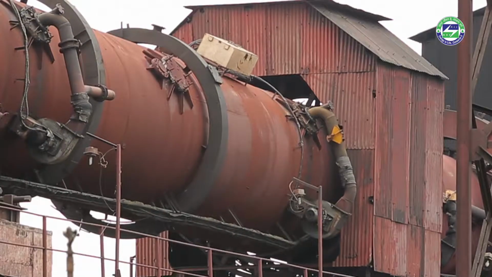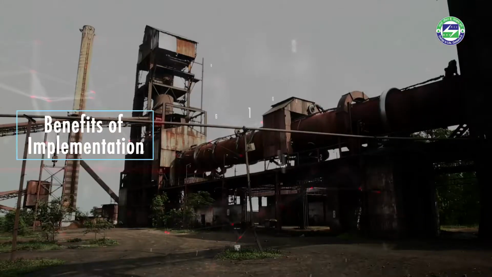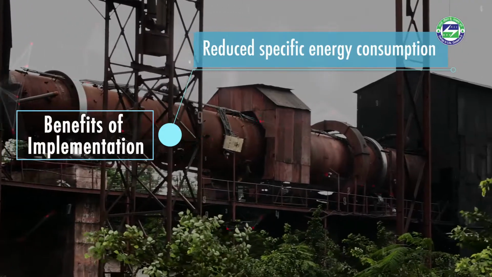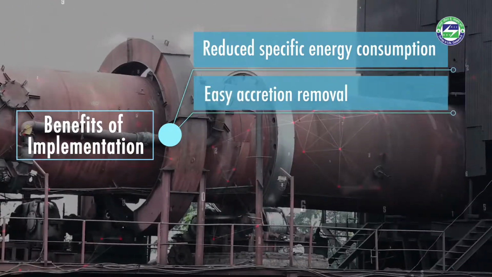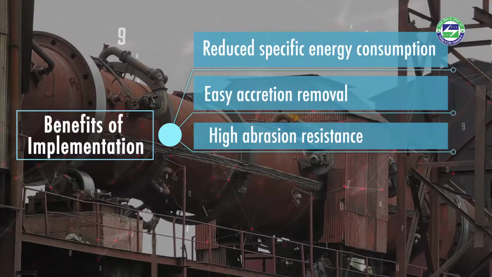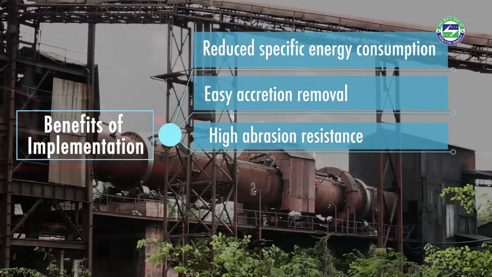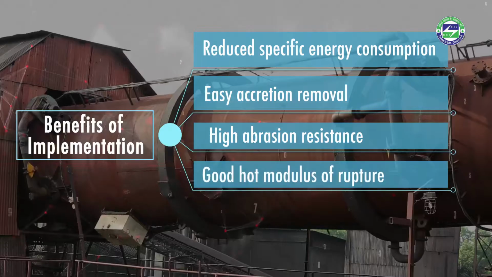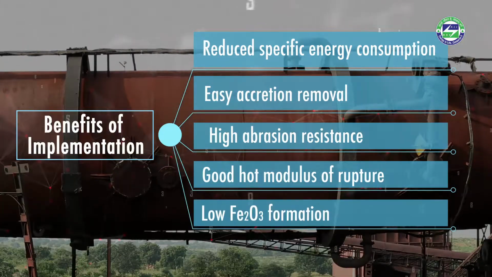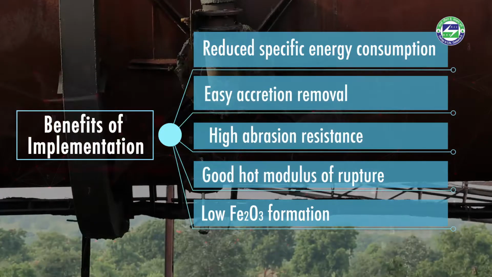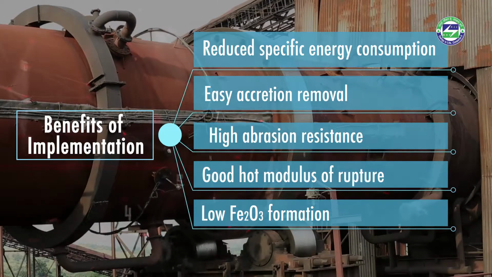Adoption of mullite-based lining in a rotary kiln can lead to reduced specific fuel consumption, easy accretion removal causing less damage to lining, high abrasion resistance leading to improved life of kiln lining, very good hot modulus of rupture, and low ferric oxide formation leading to improved behavior under reducing conditions.